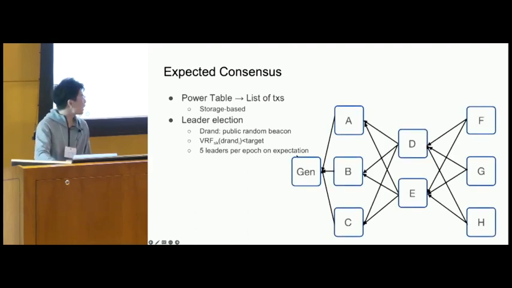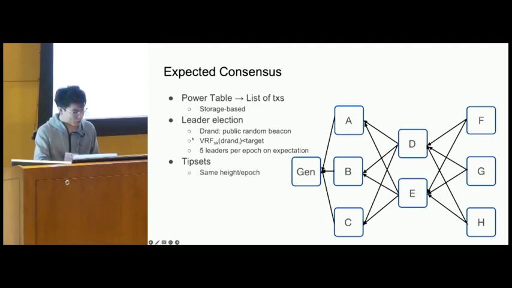Because now we have many leaders and multiple blocks in one epoch, the blockchain is actually not a chain, but a DAG, or directed acyclic graph. So Filecoin introduces the notion of tip sets. It allows multiple blocks at each height of the block tree. We call a set of blocks a tip set if they share the same block height, or if they are proposed in the same epoch, and at the same time if they have the same parent tip set.